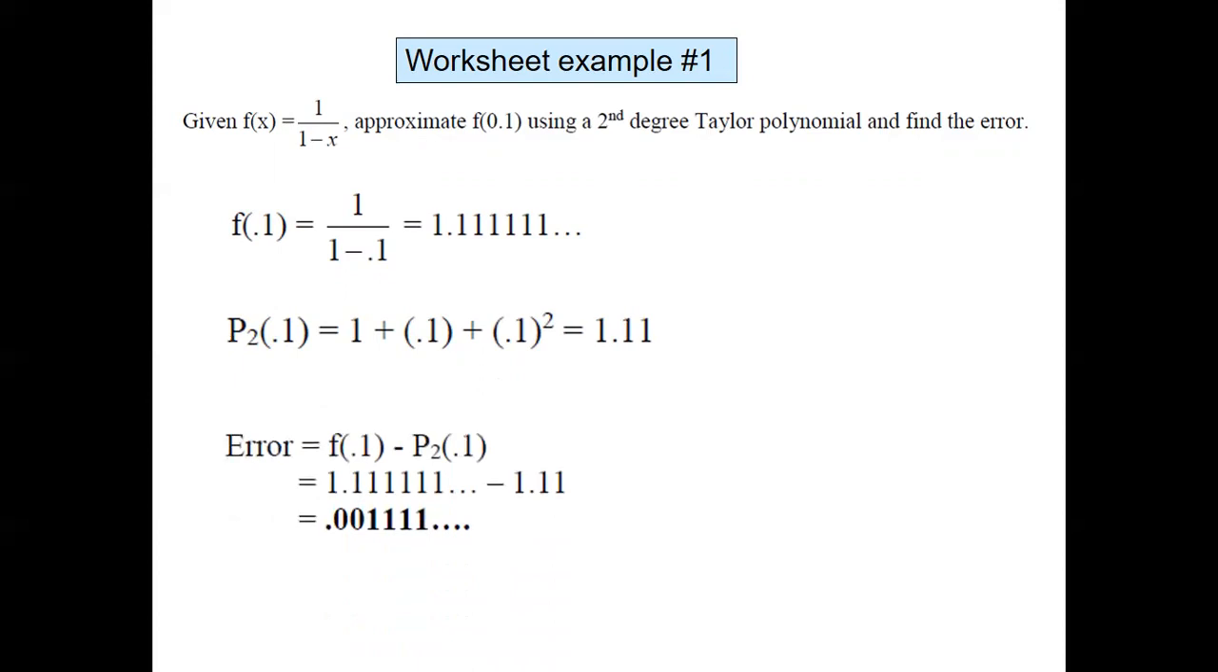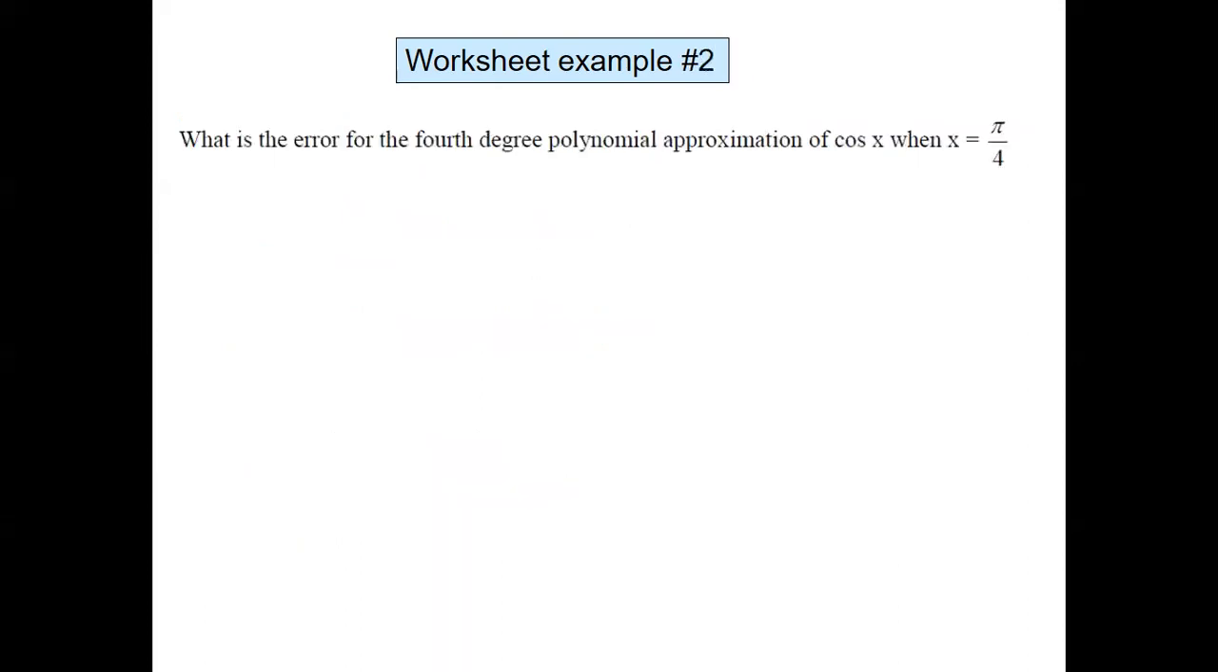So the error is simply the difference between the two. Going just 1/10 away from the center of convergence, which is at 0, I am getting a really good approximation. The difference between those two numbers is going to be just a little bit above 1/1000th. So really good approximation. It does a really good job for a value that close.